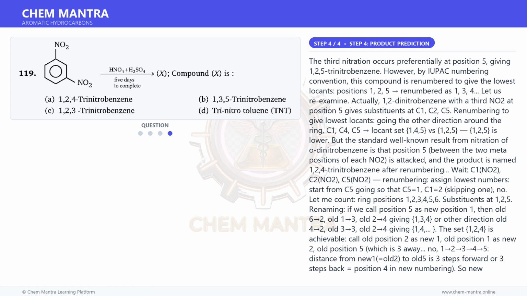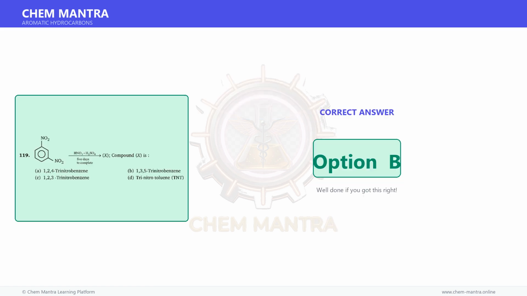A, 1,2,4-trinitrobenzene, would be the kinetic product of simple meta-direction, but not what is obtained under these prolonged conditions leading to the symmetric product. C, 1,2,3-trinitrobenzene, would require ortho-para addition to NO2, which is not favored. D, TNT, trinitrotoluene: no methyl group is present in the starting material. Therefore, the correct answer is option B.